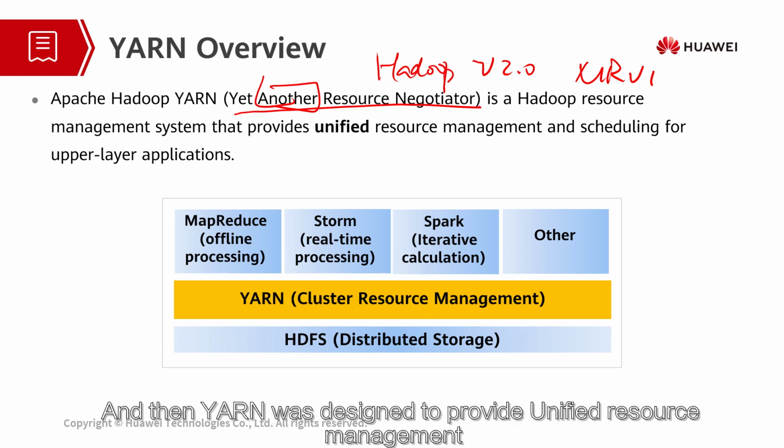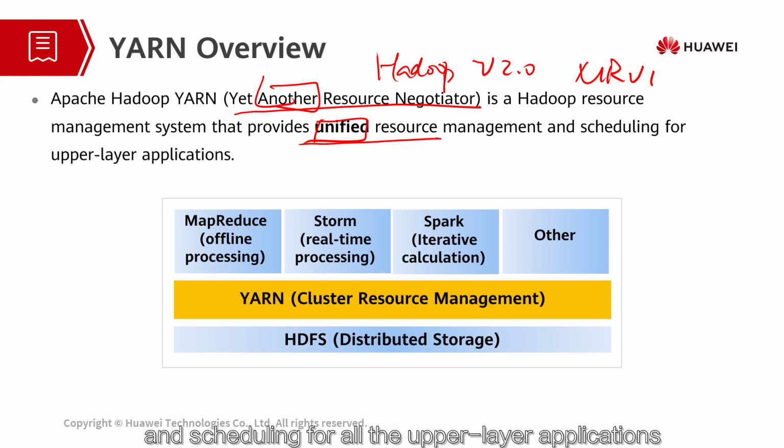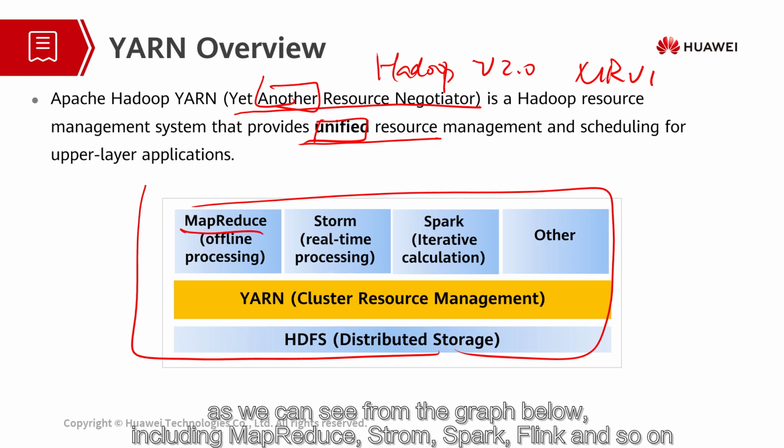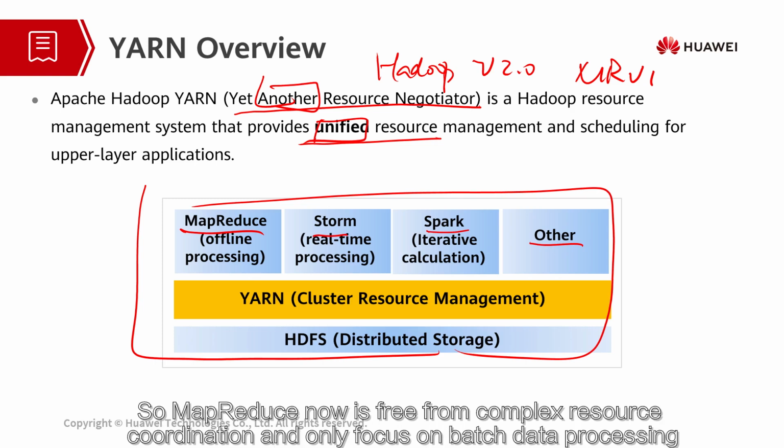And then YARN was designed to provide unified resource management and scheduling for all the up-layer applications, as we can see from the graph below, including MapReduce, Storm, Spark, Flink, and so on. So MapReduce now is free from complex resource coordination and only focuses on batch data processing.